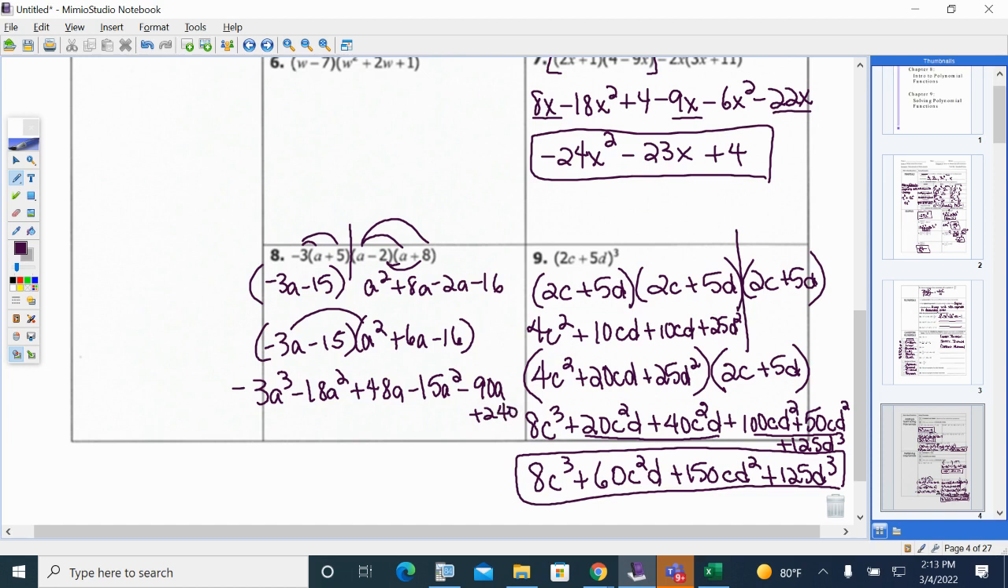Combining my like terms, I end up with negative 3a cubed minus 33a squared, because that's your negative 18 combined with your negative 15. For your a's, you got a positive 48 and a negative 90, which gives you a negative 42a, and then the 240. So that's your final answer on that one.